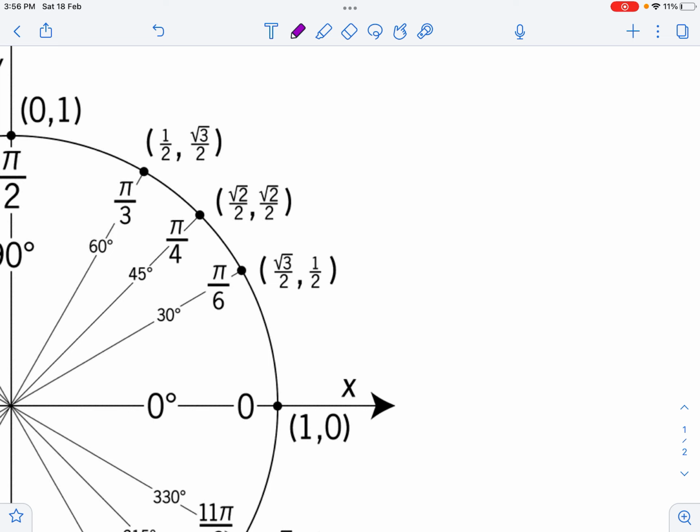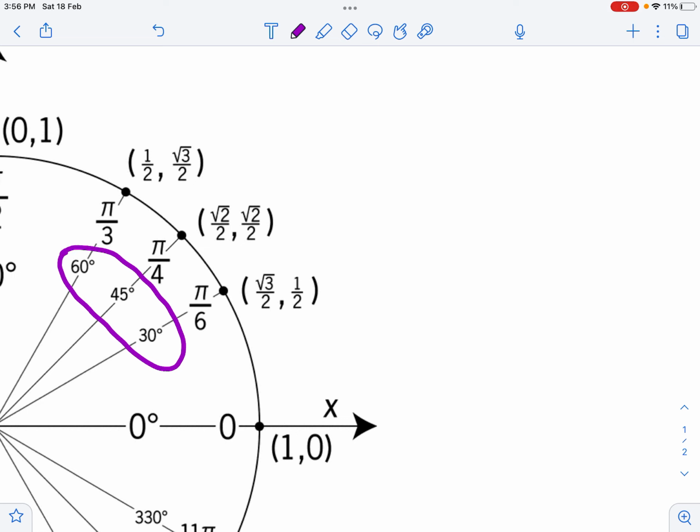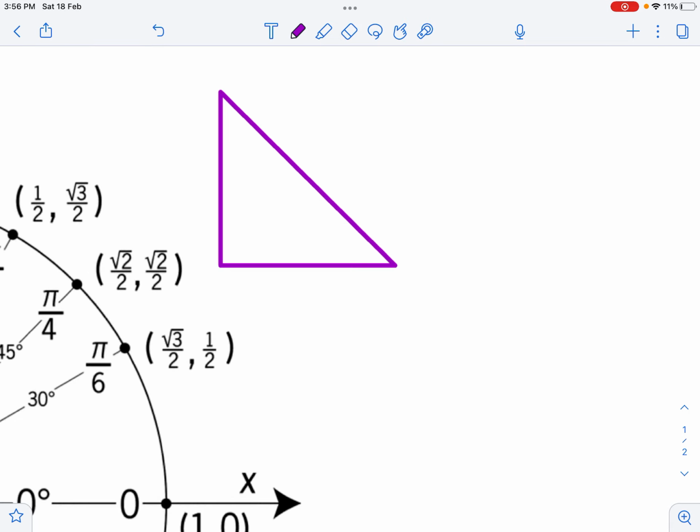So let's only focus in quadrant 1. Here, we see that there are 3 different angles. If you take a look closely, it is 60 degrees, 45 degrees, and 30 degrees. If you remember back from what we have learned in the beginning of trigonometry, you may know that these come from special right triangles, which are the 45 degree triangle, where 2 sides are the same and the hypotenuse is square root 2.